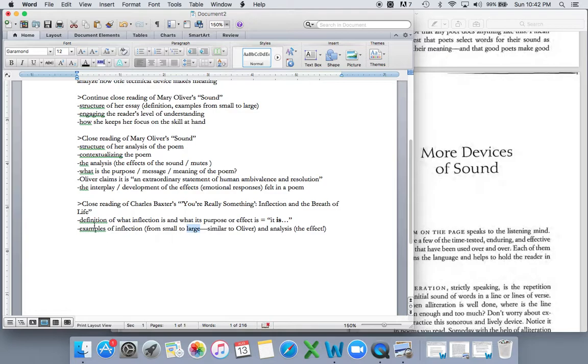Start with definition, move to simple or smaller or more straightforward examples, build to larger ones, and always focus on the effect of the skill being discussed on the audience, specifically the emotional effect and the mental effect that it has. And then identify how that builds to make an argument for the poem itself. So, Charles Baxter, also an amazing model text for you for the final essay. Both him and Oliver in the sound chapter are doing great things that you want to imitate in your draft of the How Does a Poem Make Meaning essay.